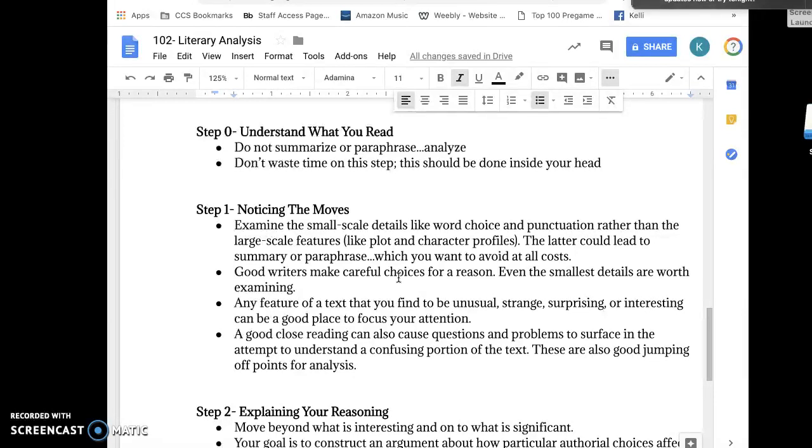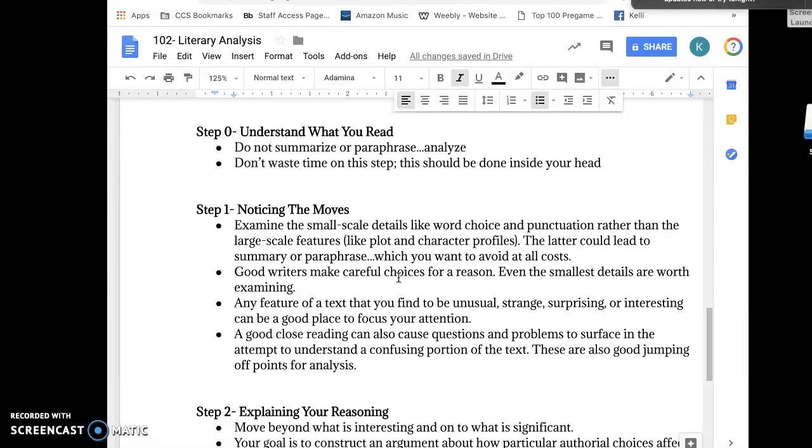So good writers make these careful choices for a reason. We talked about that last semester, talked about that yesterday. Even the tiniest details are worth examining because they can pack a lot of meaning. Like when we read our poem yesterday, You Fit Into Me, there's so much meaning packed into those 4 simple lines. Good writers make careful choices. Those moves that good writers make, pay attention to those things. Any feature of a text that you find to be strange or interesting or unusual can be a really great place to focus your attention, a good jumping off point.